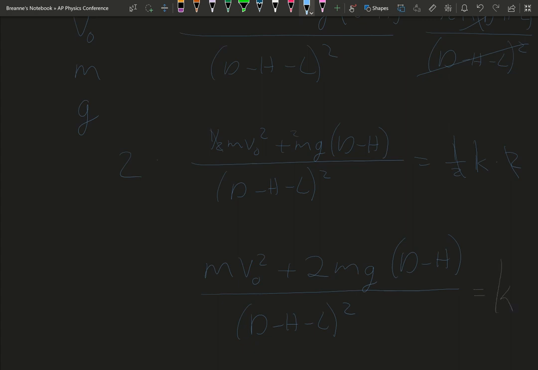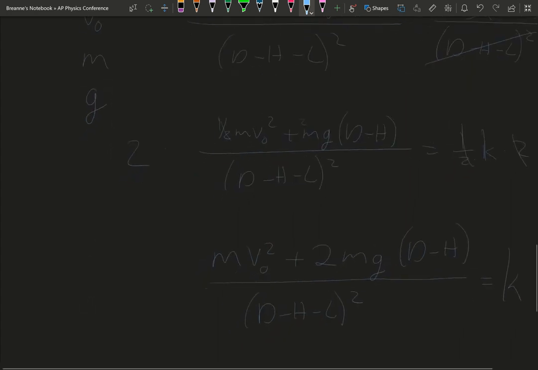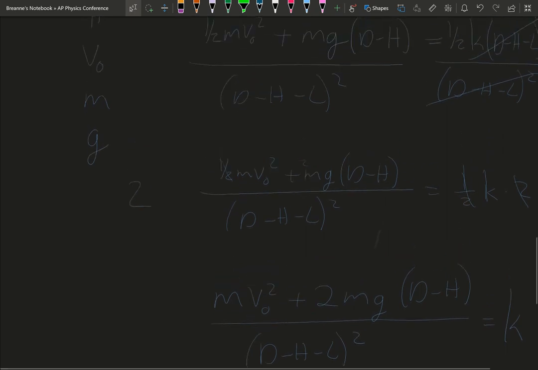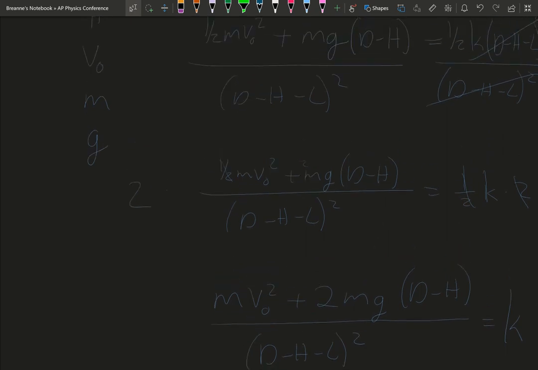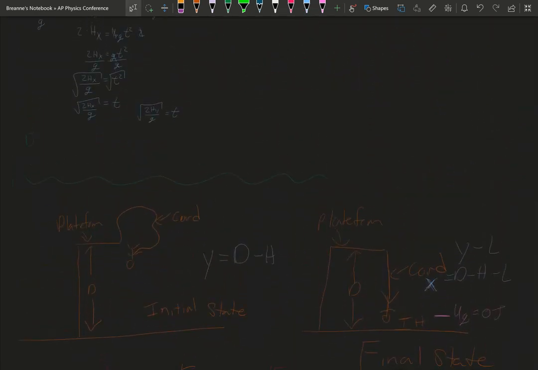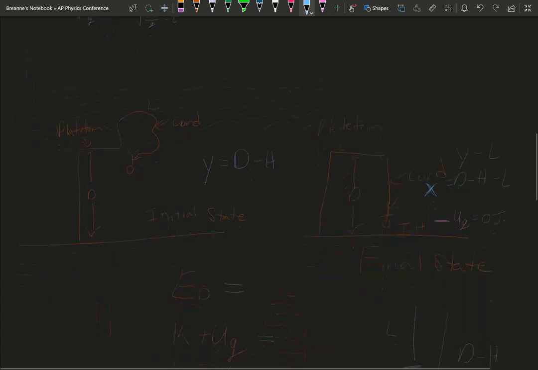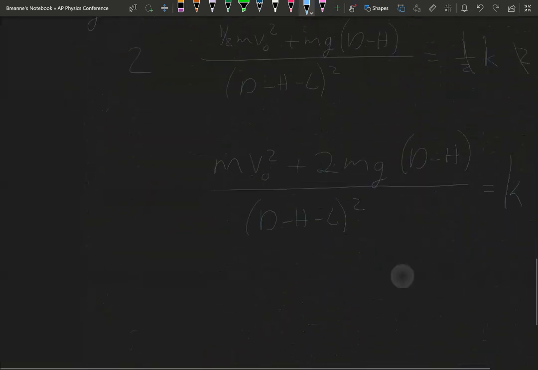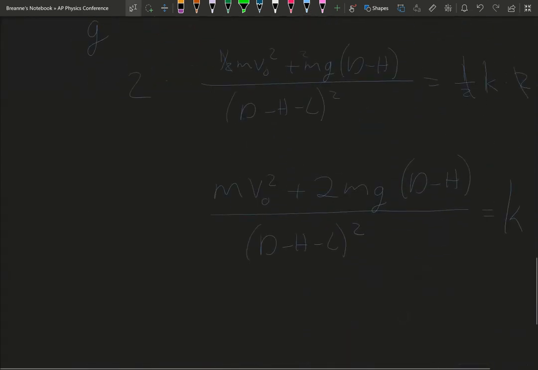equals our spring constant. So the trickiest part here is realizing, honestly, our X, our stretch. A lot of people forget that the length of the cord is L. So that's what throws a lot of people off on that one. And so that's the second question. So part B.